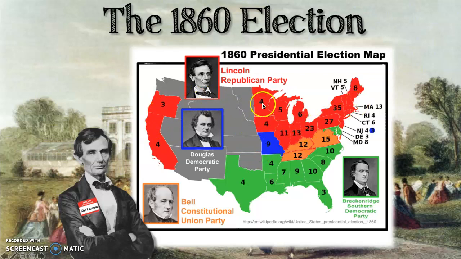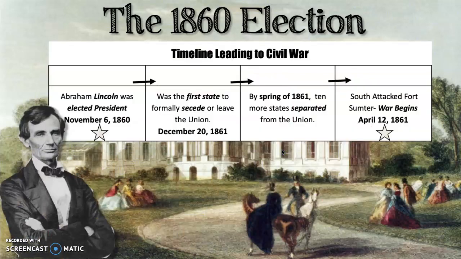Most of the true northern states are voting for Lincoln for the Republican Party, and the deep southern states that are pro-slavery are voting for Breckinridge. In between, you have some votes for Bell and Stephen Douglas, and that's because these guys are going to be caught in the middle should there be any sort of war breaking out over slavery. All right, we have a timeline leading to Civil War.